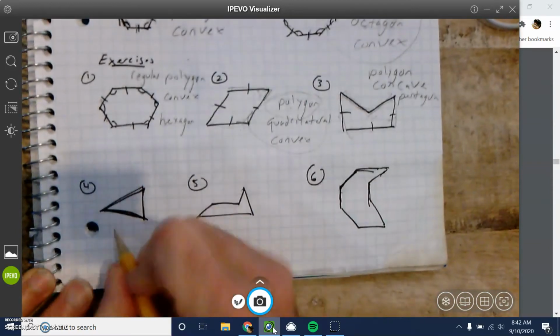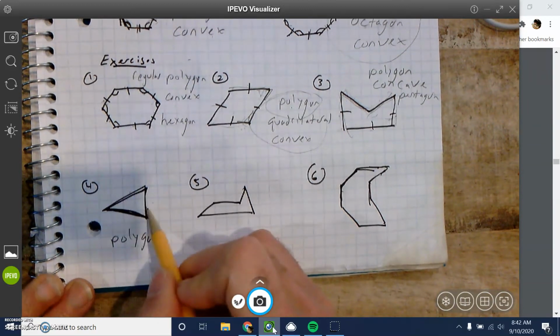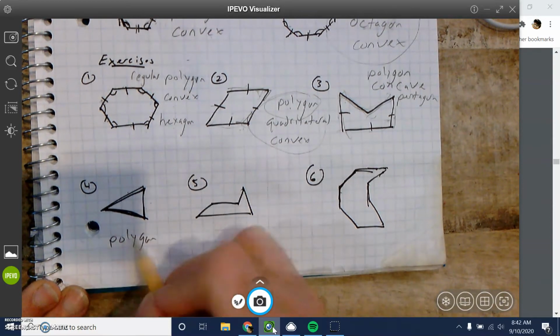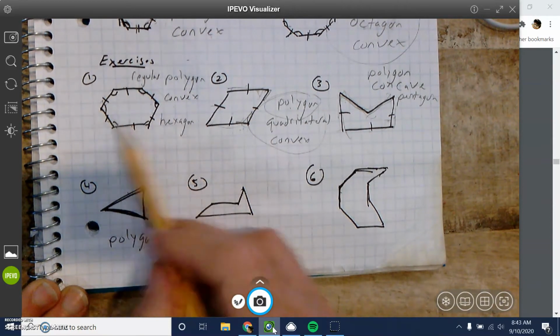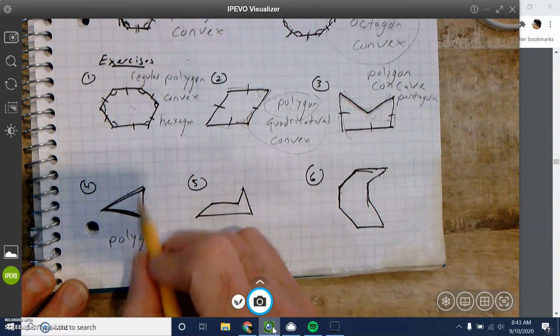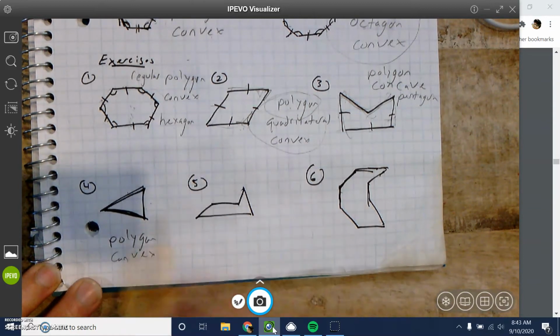Number 4, polygon. Now the sides look the same and the angles look the same, but there's no markings, so I can't assume that. So this is not a regular polygon. It needs to have all the markings like this. So I'm just going to leave it like that. Okay, it's convex because it's not caved in.